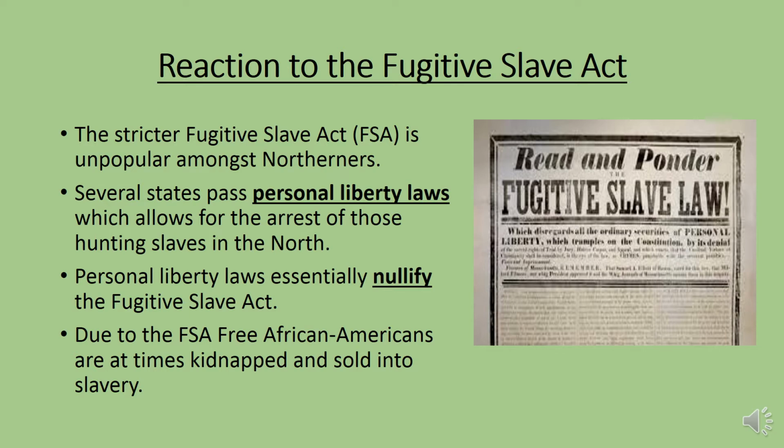All right, the personal liberty laws essentially are illegal. And again, we talked about this idea of nullification when we talked about the Tariff of Abominations back during Andrew Jackson's administration, and this would be something similar to that, where you have a federal law, the Fugitive Slave Act, but the states are nullifying or refusing to enforce parts of that Fugitive Slave Act. Also, as part of the Fugitive Slave Act, many times free African Americans are kidnapped and sold back into slavery.